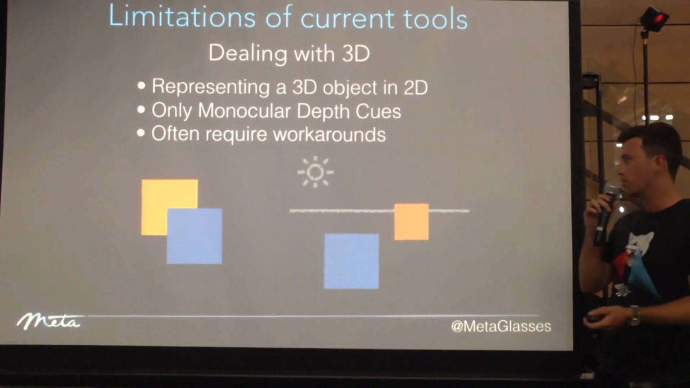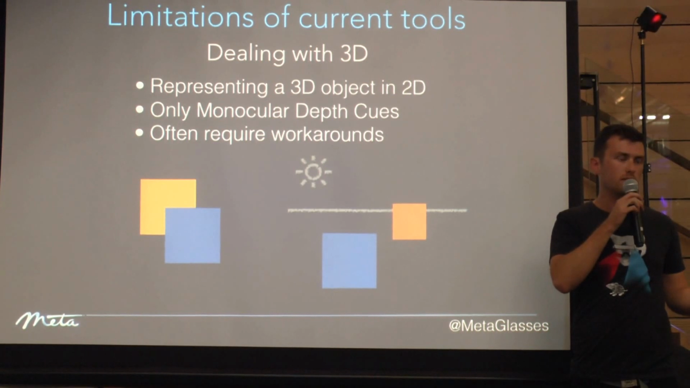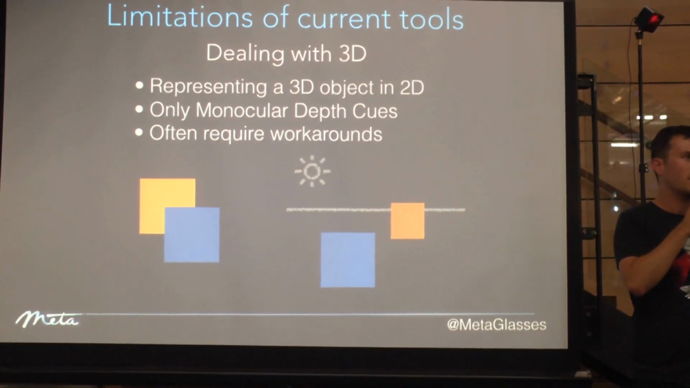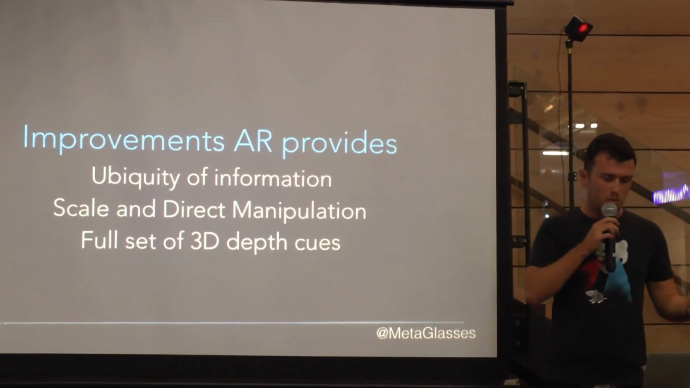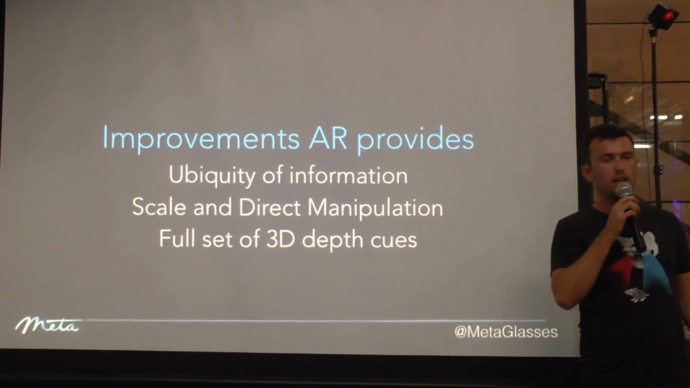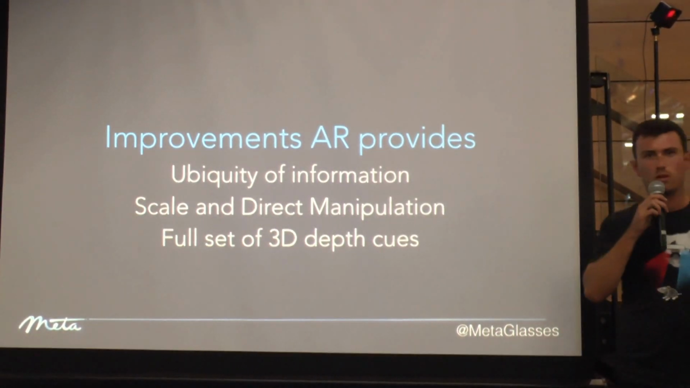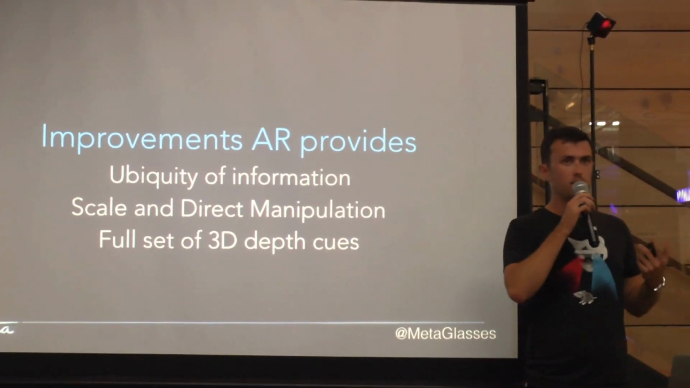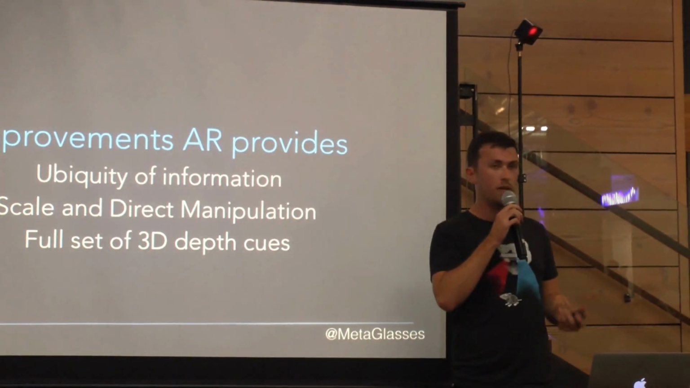Another example is we can tell if we assume that both of these squares are the same size. We know these squares are the same size. The smaller one's probably further away. But this isn't every depth cue that we get. So what improvements does AR provide? There's plenty, but for the purpose of brevity, I'll talk about 3. Firstly, the ubiquity of information, the scale and direct manipulation of our data, and finally, we get a full set of 3D depth cues.